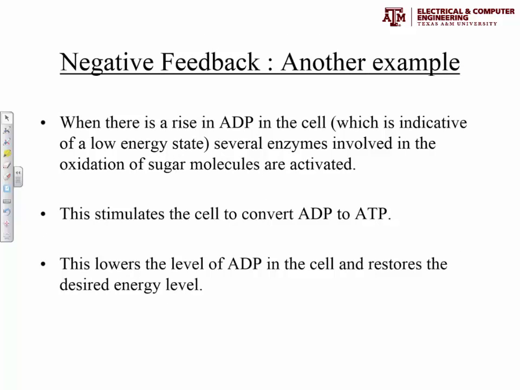Okay. Now, another example of negative feedback is when there is a rise in ADP in the cell, right? Again, ADP is adenosine diphosphate, so that's a low energy state. So when there is a rise of ADP in the cell, several enzymes involved in the oxidation of sugar molecules are activated, because you need to oxidize glucose in order to produce more energy. This will stimulate more glucose to be burned, and the cell will convert ADP to ATP. And this lowers the level of ADP in the cell and will restore the desired energy level, right? That's if everything is working okay.